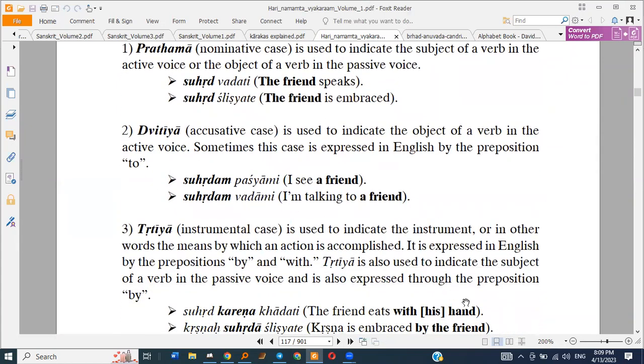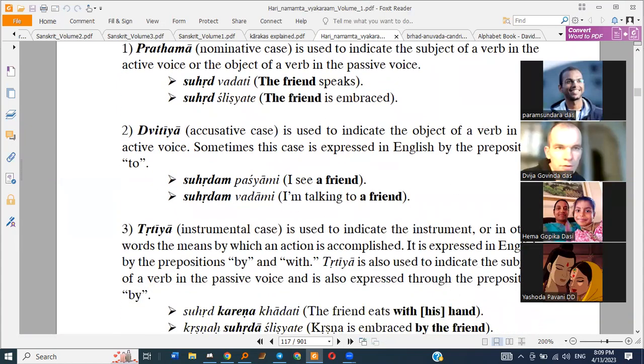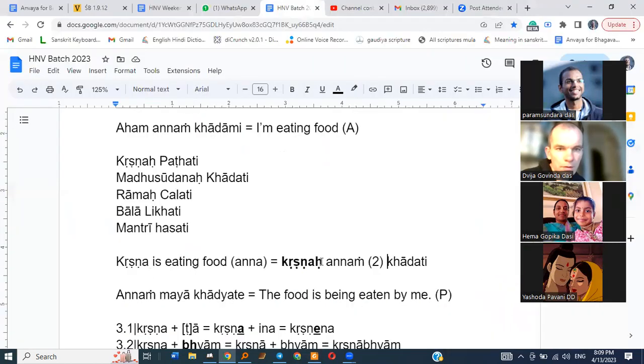Param Sundar Prabhu, should we apply Sandhi, the Krishna Nam? I'm sorry? Should we apply Sandhi? We're not discussing Sandhis here. Yes, okay. Otherwise, Krishna Nam Khadati, that's there. We're not discussing Sandhis.